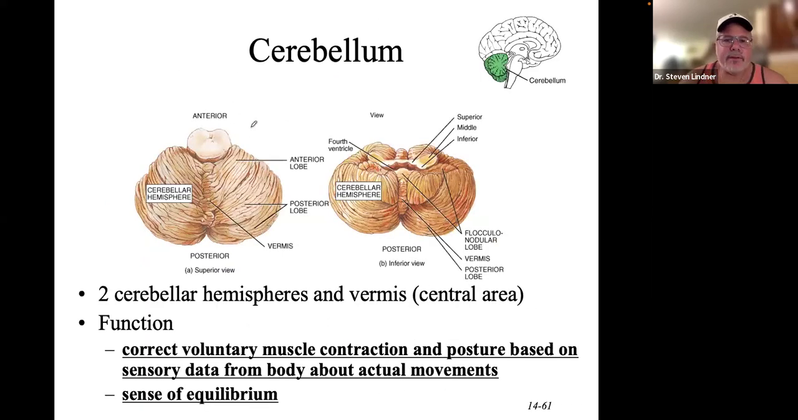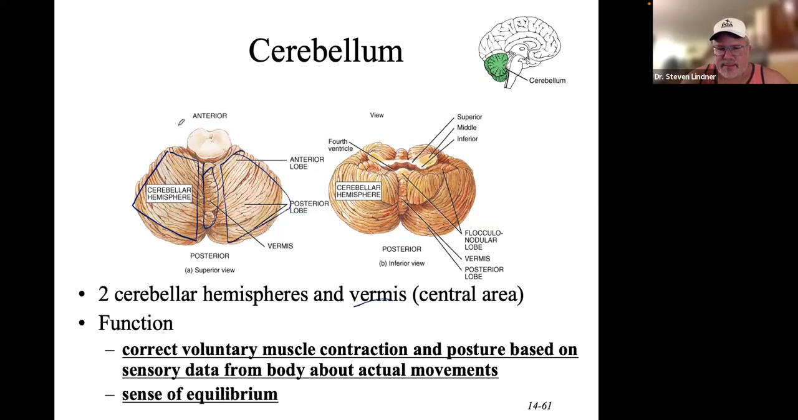So again, you can see the two lobes. Here's one, here's the other. And again, it is separated by what we have right here in the center. That's called the vermis. Now, what does the cerebellum do? What are its primary functions?